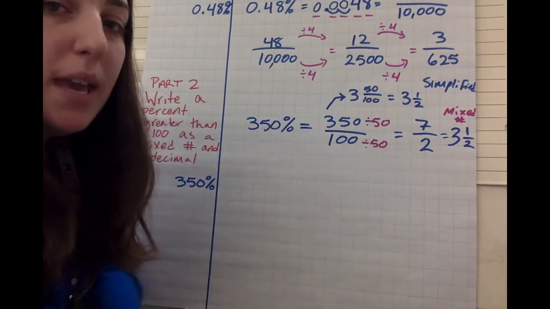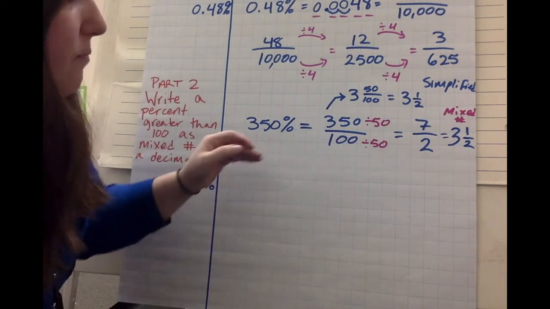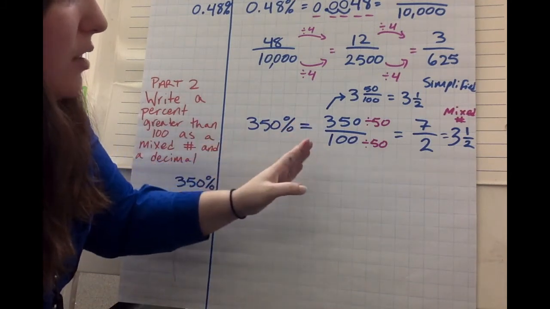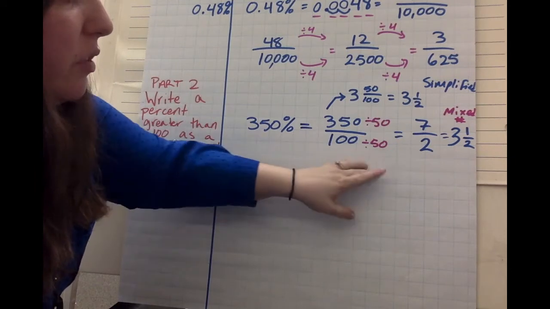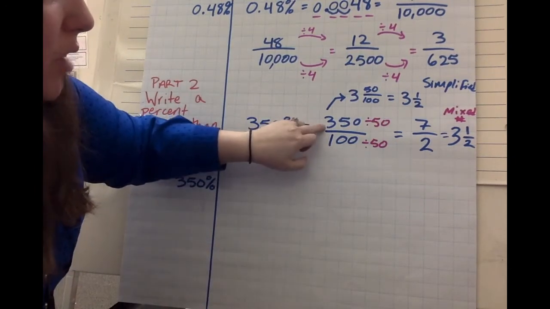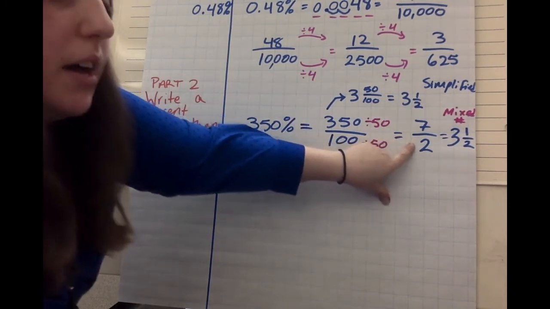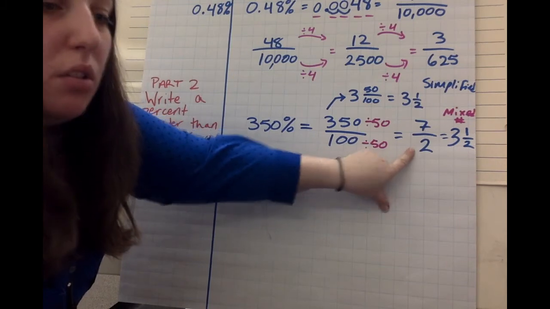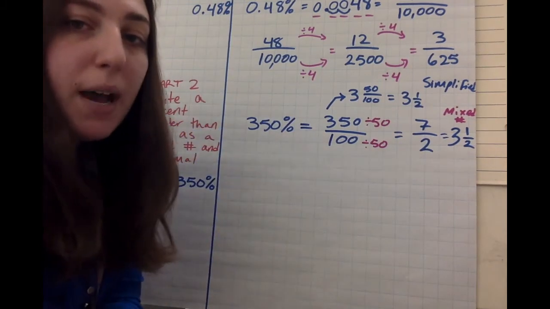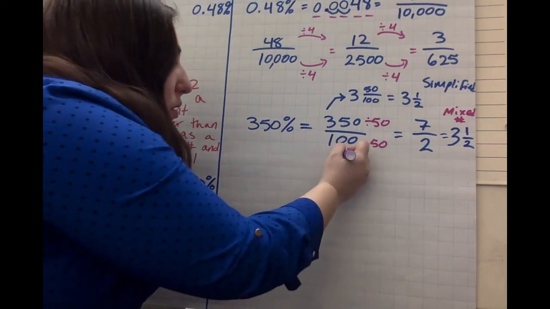Now, to go from a percent to a decimal, what we're going to do is use our fraction. In our fraction, we have 350 out of 100. You can also use 7 out of 2. What I'm going to do is just divide the numerator by the denominator. So I'm going to make a little arrow.